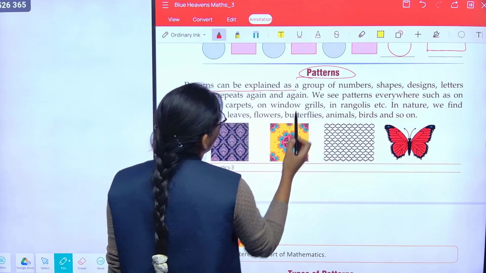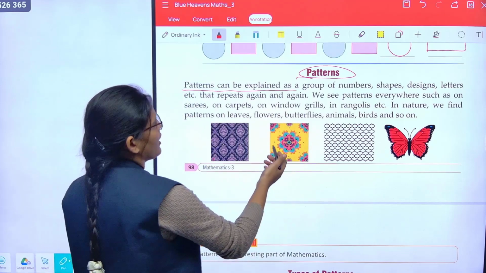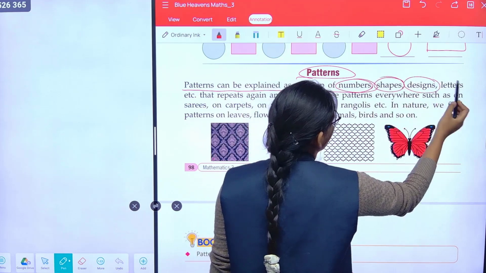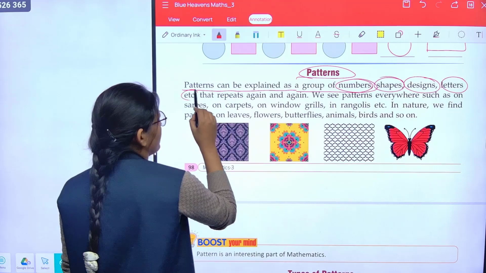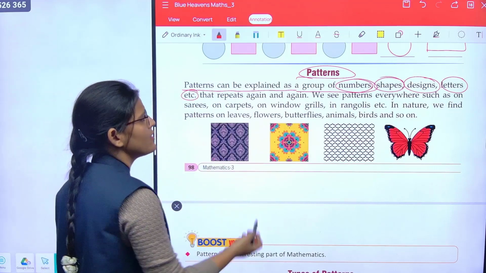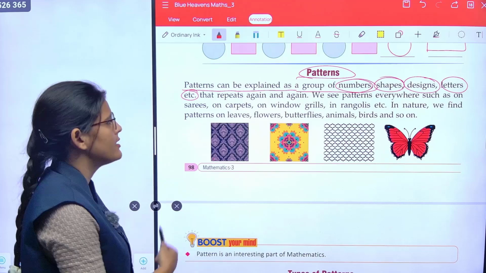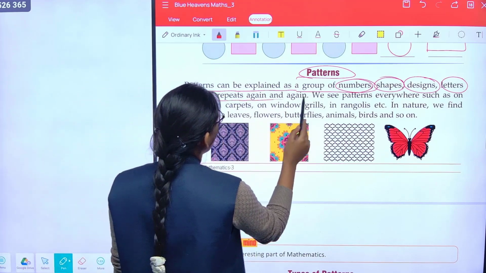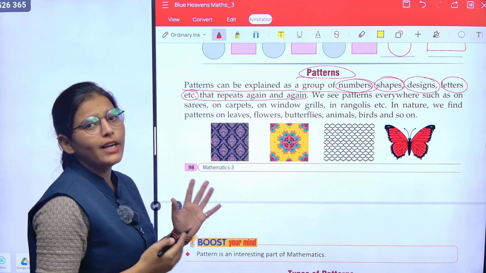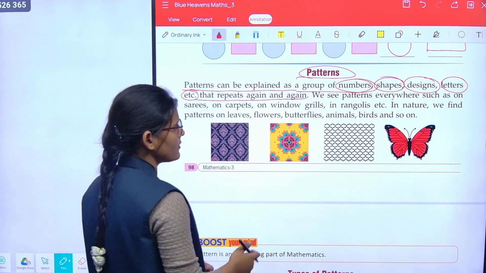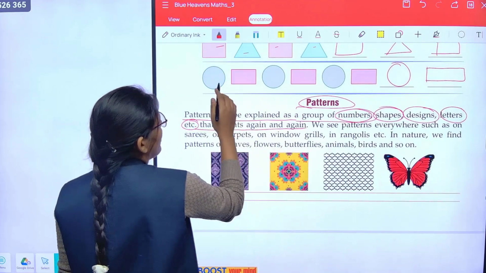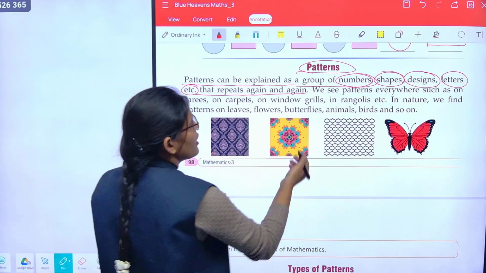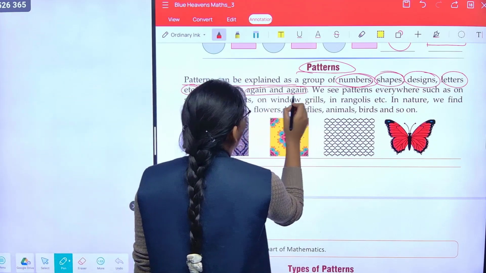Okay, now class, patterns. Patterns can be explained as a group of numbers, shapes, designs, letters, etc., that repeats again and again. What is a pattern? It repeats again and again. Like here you saw square and rectangle in a repeated form. So patterns repeat again and again.